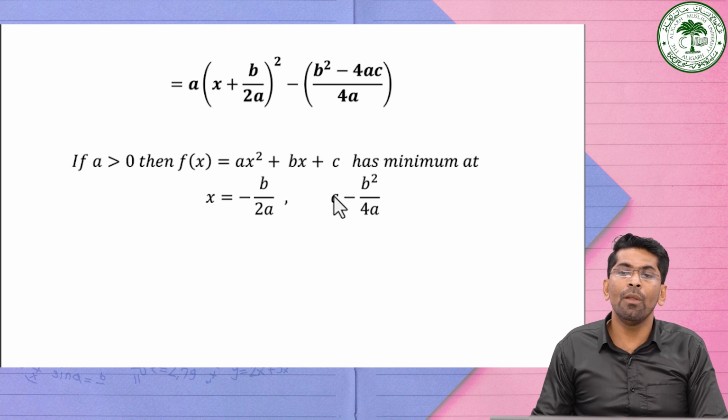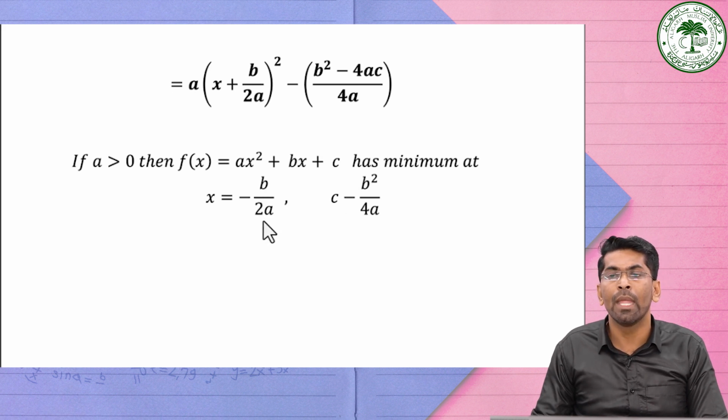So the minimum value occurs at x equal to minus b divided by 2a, and the value of the function at this point will be c minus b square divided by 4a.